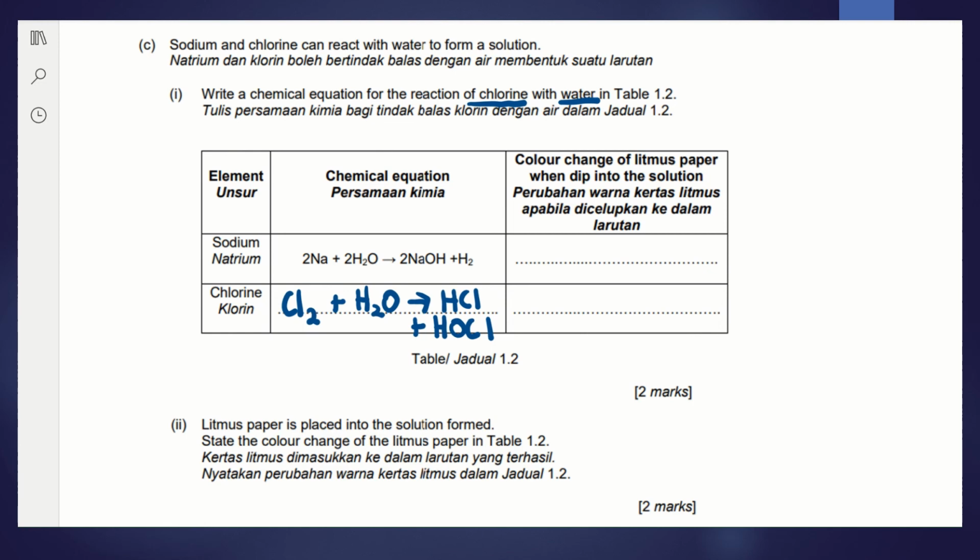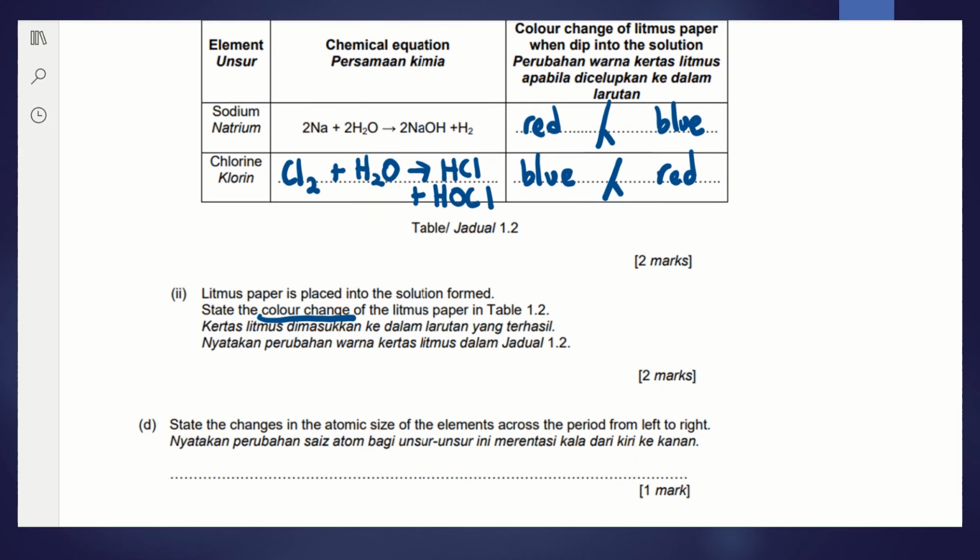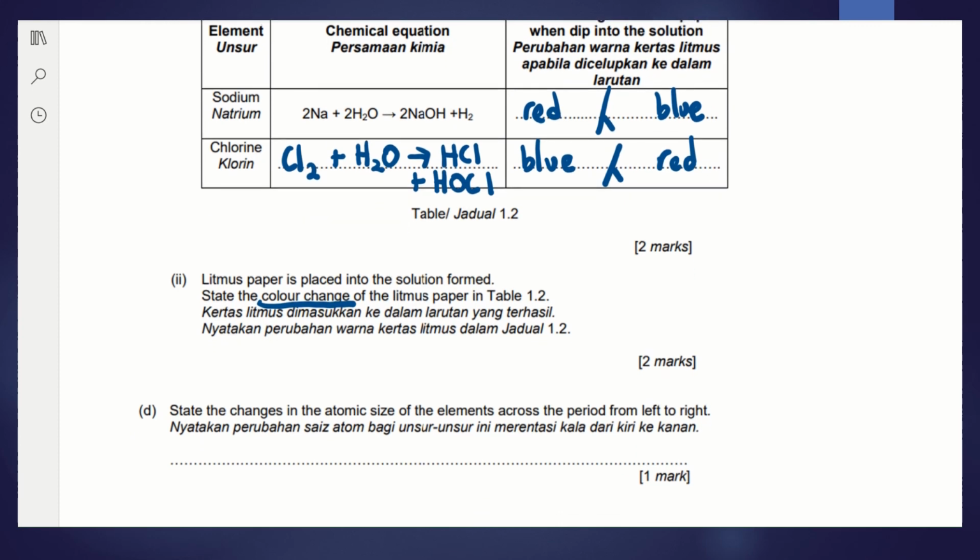Next, litmus paper is placed into the solution formed. State the color change of the litmus paper in table 1.2. For the reaction of sodium with water, the red litmus paper will turn blue, while for chlorine, blue litmus paper will turn red. So you write down a proper sentence here. Next, state the changes in atomic size of the elements across the period from left to right.